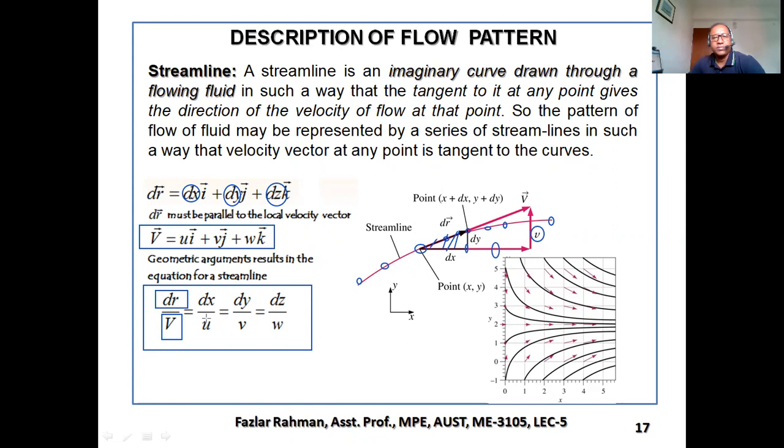Why? Because dx is proportional to u. If dx is more, what does it mean? It means the velocity component along the x-axis is high. If the value of dy is more, what does it mean? The velocity along the y-axis is high. If it's traveling along a streamline, then the ratios dz by w, dy by v, and dx by u will be equal to dr by v. This is the definition of a streamline.